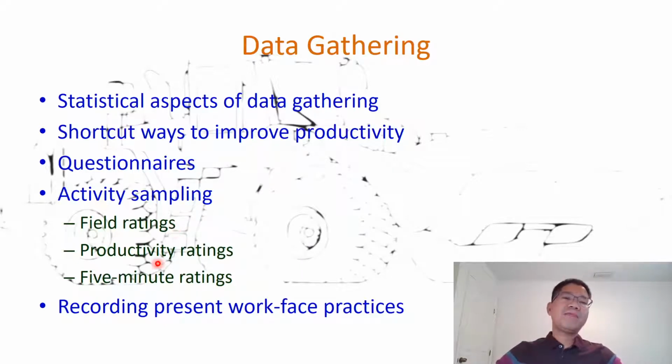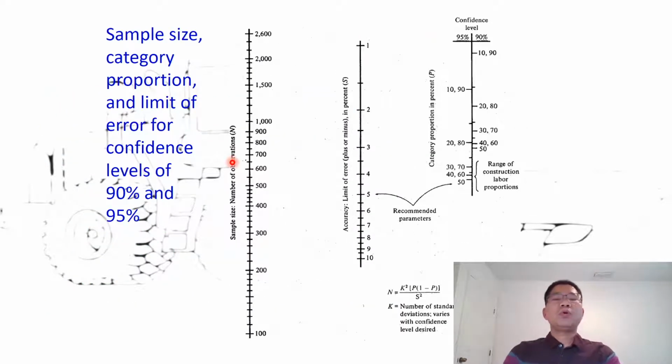So let me focus on the first, the statistical aspect of data gathering, and then we focus on one activity sampling, that is productivity ratings, for this class. Of course, for further detail, you can read in the book. I will just give an overview here, starting with the statistical aspect. So we talk about activity sampling, and we need to see what the sample size is. And in the book, we have a figure.